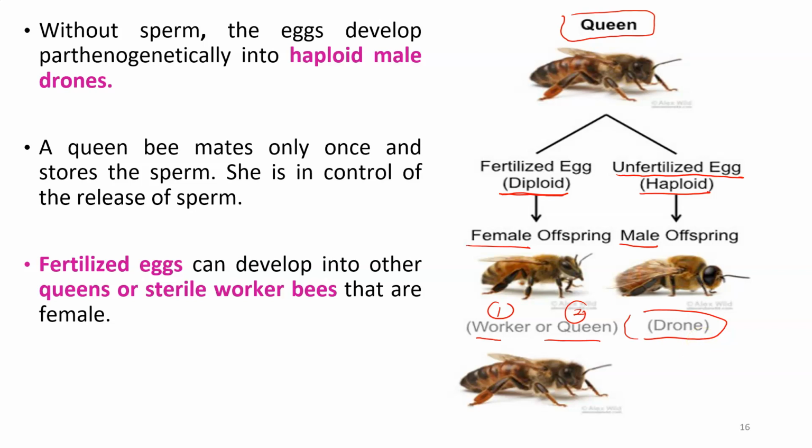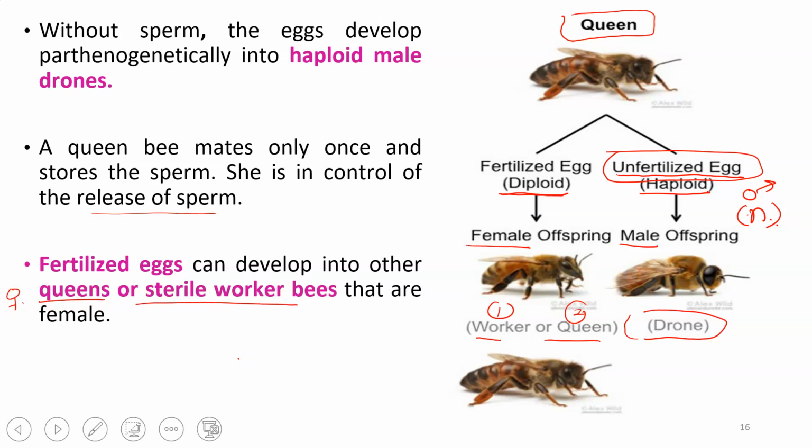So it says here, without sperm, the eggs develop parthenogenetically into haploid male drones. Remember, unfertilized eggs develop into males, that are haploid. A queen bee mates only once and stores the sperm. She is in control of the release of the sperm. So fertilized eggs can develop into females. The female can be a queen or sterile workers for the colony. The workers are female and diploid. Male drones are haploid.